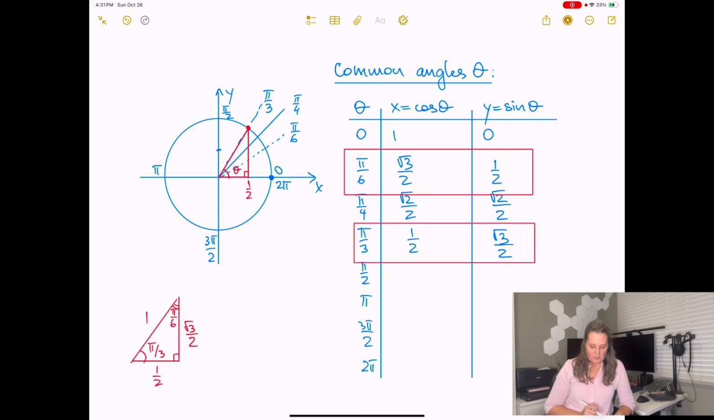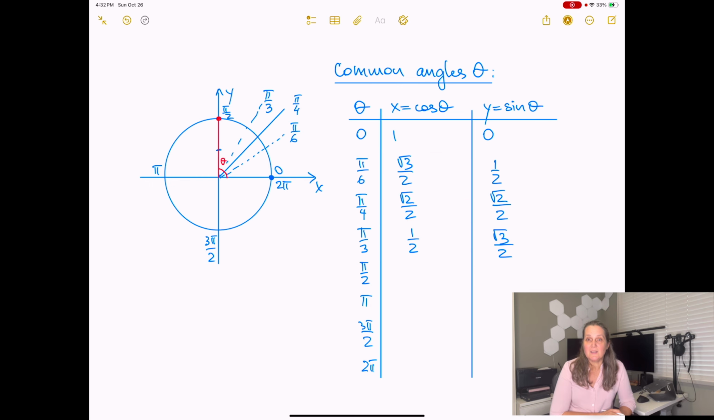For the angle pi over 3, the opposite side will have a length of square root of 3 over 2, and the adjacent side will have a length equal to 1/2. Angle theta equal to pi over 2 corresponds to a 90-degree angle, and the point has x-coordinate equal to 0 and y-coordinate equal to 1, which means that cosine of pi over 2 is equal to 0 and sine of pi over 2 is equal to 1.